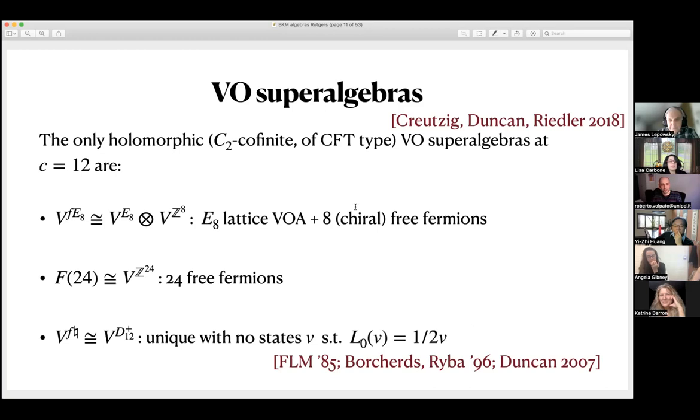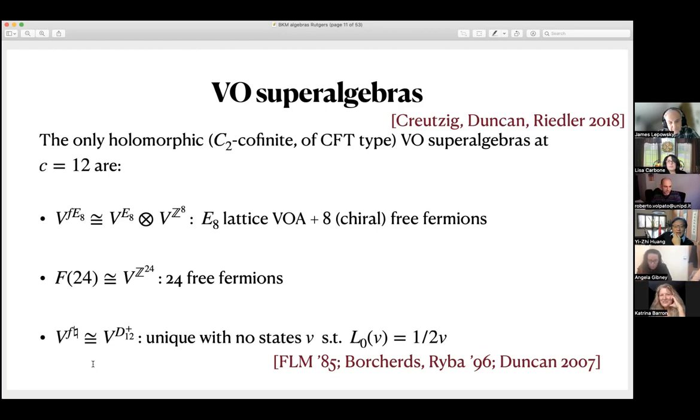So this is the one from which we know the corresponding BKM superalgebra. But then there are two more examples. One is kind of boring, it's 24 free fermions. And one is actually very interesting. This is the unique holomorphic vertex operator superalgebra which has no states with L0 eigenvalue 1/2, so conformal weight 1/2. So this looks very much like the analog of the monstrous module for this kind of superalgebra. And actually the construction is not too complicated, because in the end it is a lattice vertex algebra which is based on the odd unimodular lattice D12+.